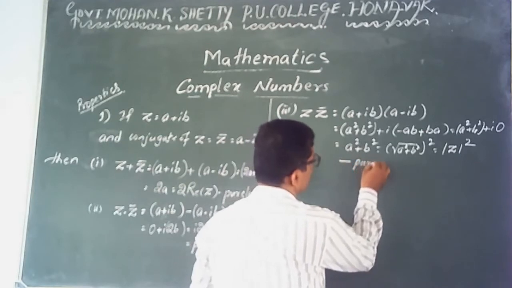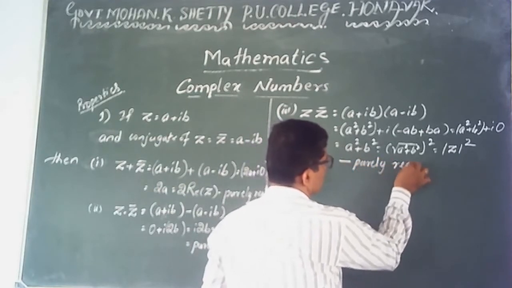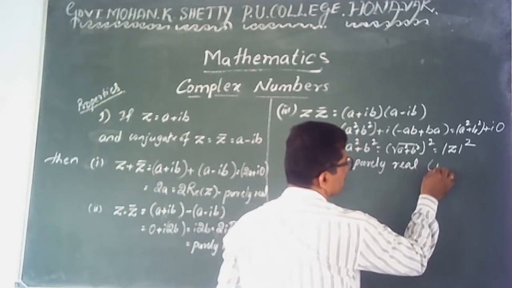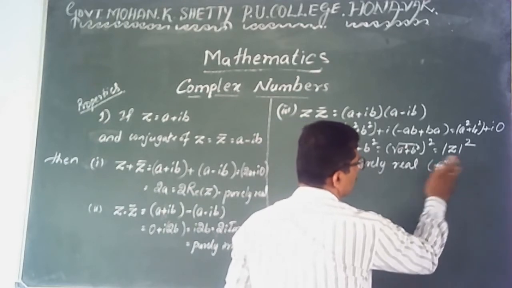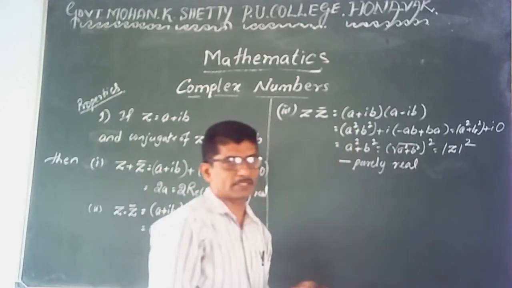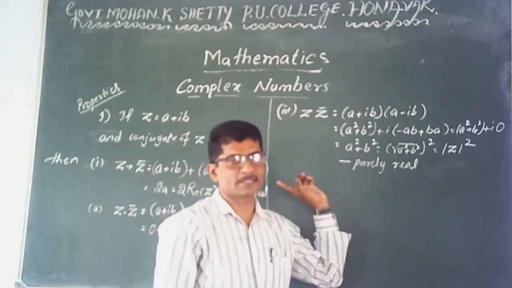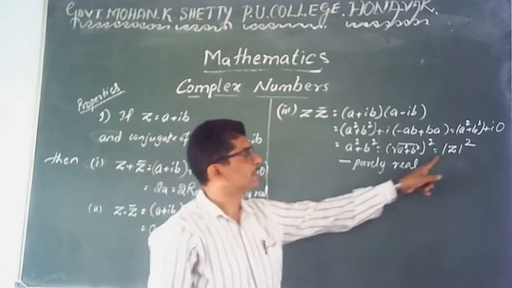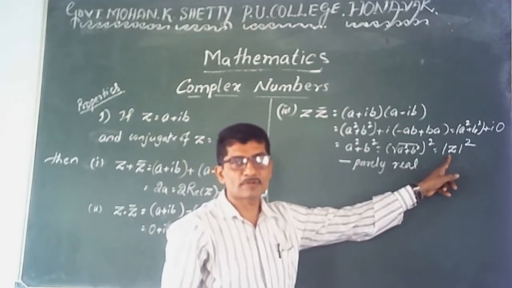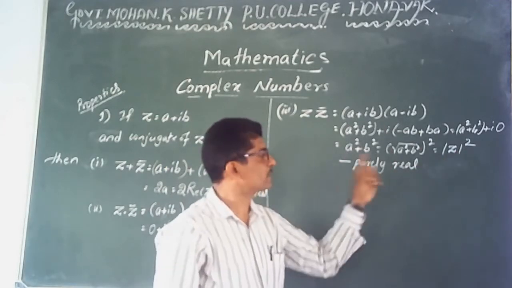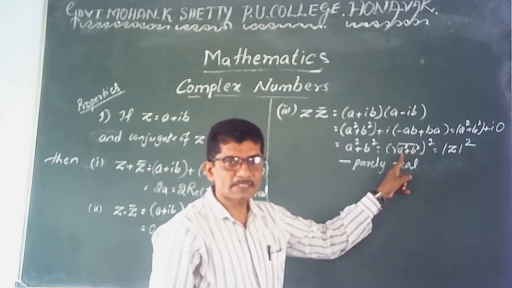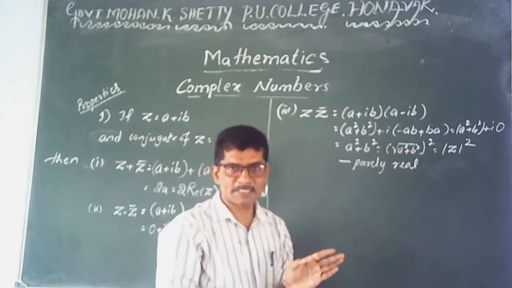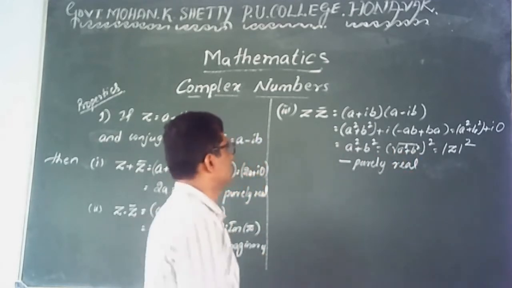This one is purely real. And remember, this one belongs to the set of positive real numbers. It is purely real. That one is the product of two complex numbers. z into z bar is always equal to modulus of z whole square. Mod z means root of a square plus b square. a plus i b is a complex number.